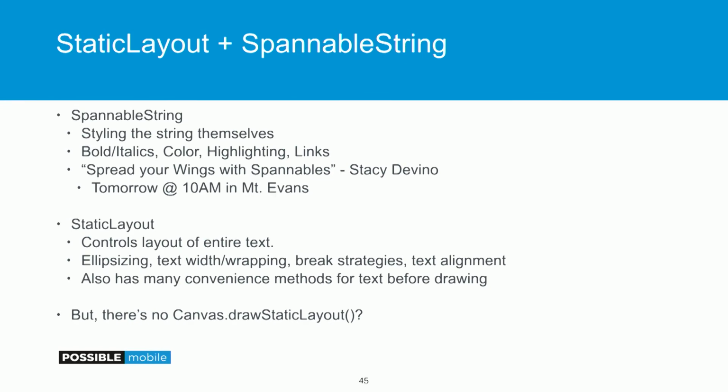So do we have a canvas.drawStaticLayout? Turns out this does not exist. So instead of that, it has its own draw method. Similar to Drawable, rather than you overriding it and implementing onDraw yourself, StaticLayout is going to do that work for you. It's going to dictate where the text is going to draw, how big it needs to be, and will draw itself on the canvas.